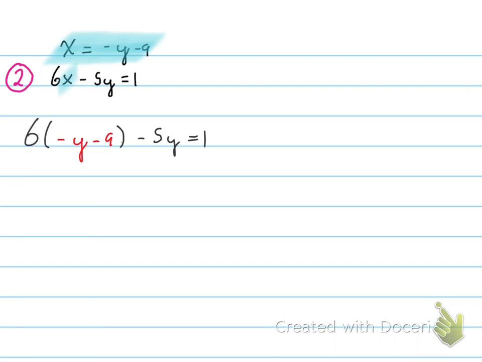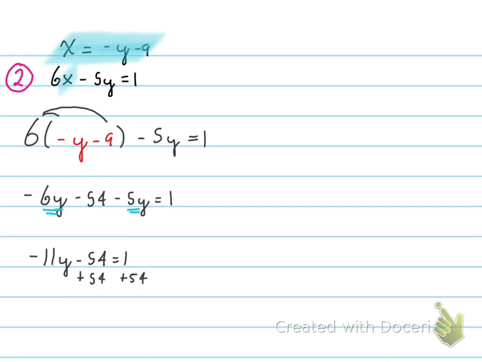To solve, I'm going to first get rid of parentheses by distributing. Then I'm going to combine like terms. Negative 6y minus 5y, they're on the same side. That's going to combine to negative 11y. And now I want to get the y by itself. So first I'll move that negative 54 over by adding. Then I'll divide both sides by negative 11, and I'm left with y equals negative 5.